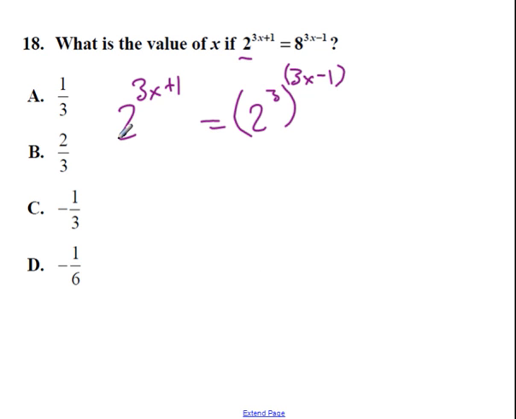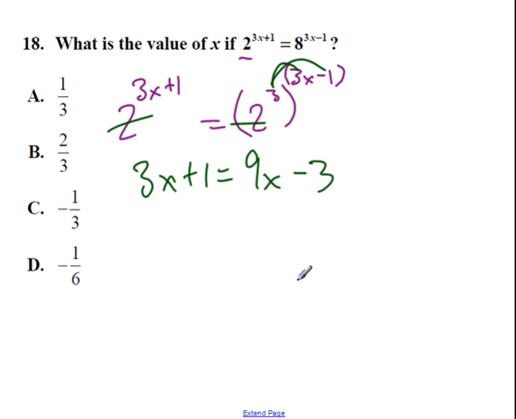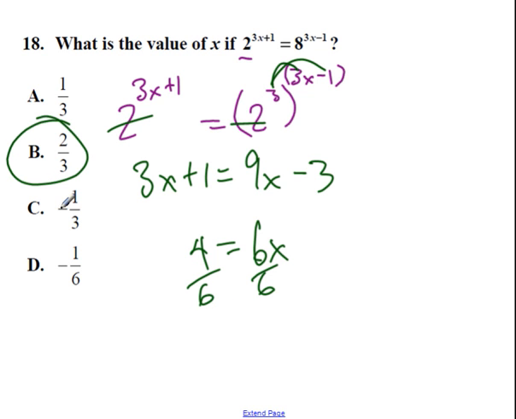So now that my bases are the same, they kind of go away. 3x plus 1 then is going to equal this. I got to distribute here and get 9x minus 3. So I'm going to subtract 3x from both sides, get 6x here. I'm going to add 3 over and get 4. Divide by 6, and 4 over 6 reduces to 2/3 as our final answer.